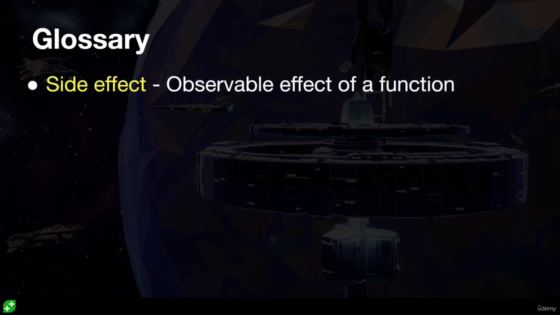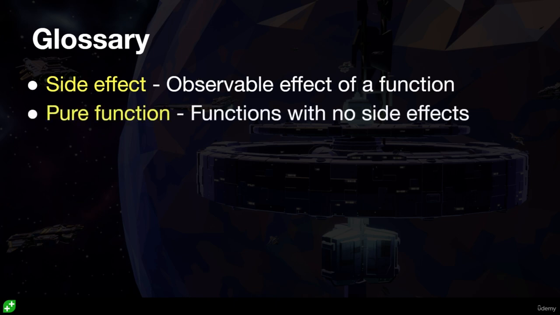So to review, let's have a look at our glossary. A side effect is an observable effect of a function, and we've seen examples of those functions. And a pure function is a function with no side effects, such as these getting functions or question answering functions.